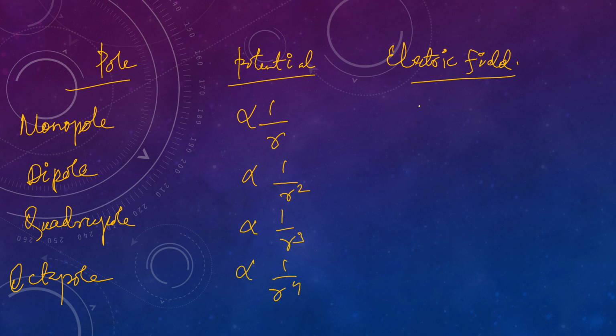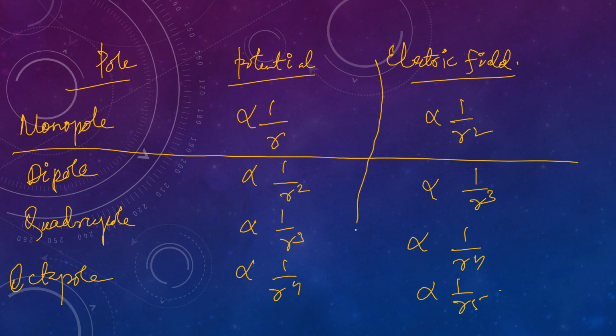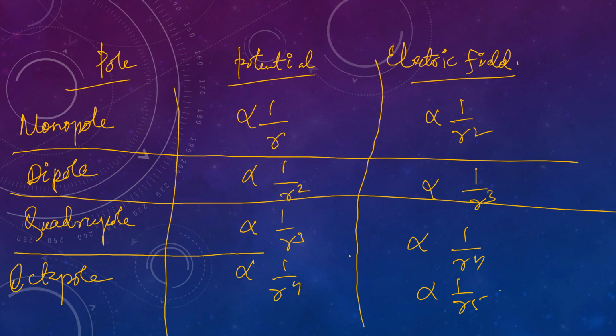And electric field is proportional to 1 by R squared because electric field is the negative gradient of potential, so the power will just increase by 1. Is that all right? So you need to remember this. Just remember the monopole potential and everything will automatically set into your mind. Is that clear?